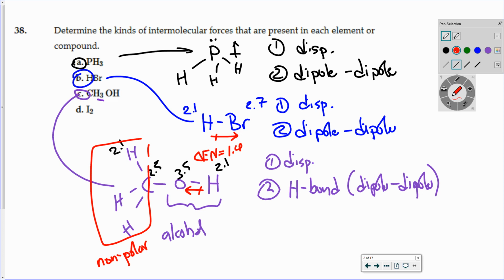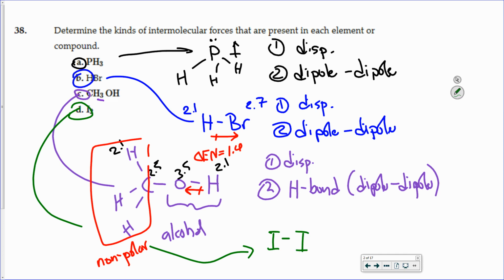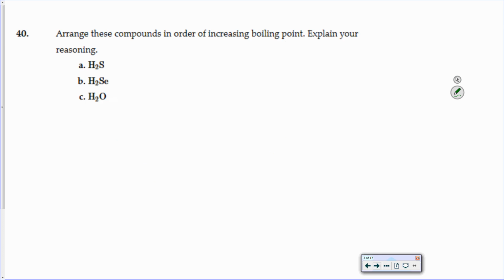Let's do the last one here, the green, just for the heck of it. So let's do this diatomic. So I got I2. So anything connected to itself, a diatomic, because the electronegativities are going to be the same, one doesn't have a pull greater than the other. So anytime you have a diatomic, it's just like a monatomic, the only thing that you have are dispersion forces. Okay, so just recognize that. It'll make life easier for you.